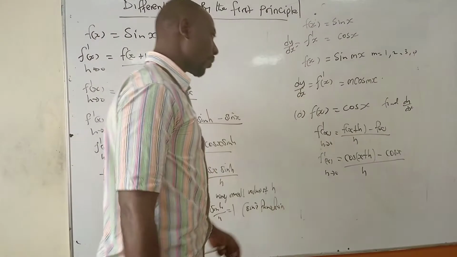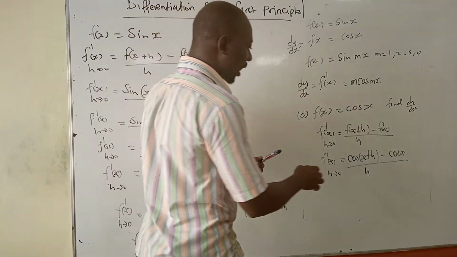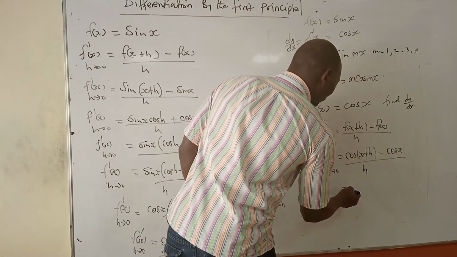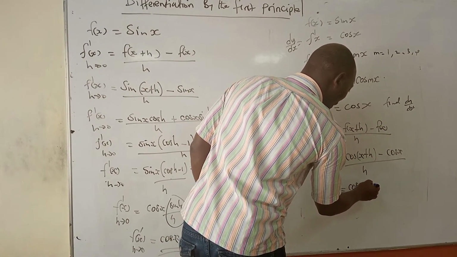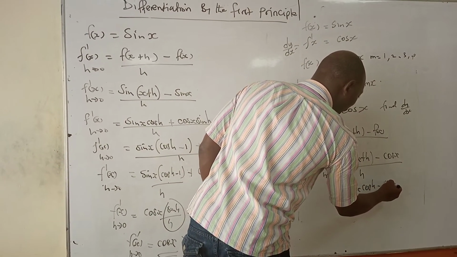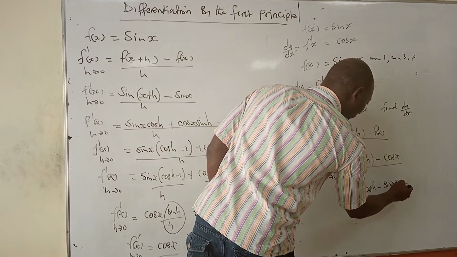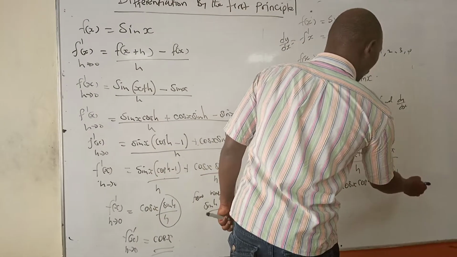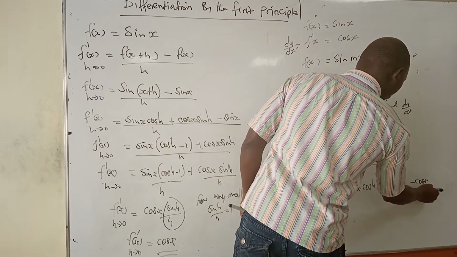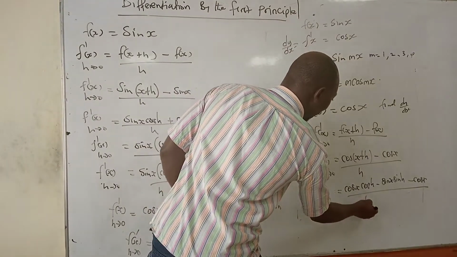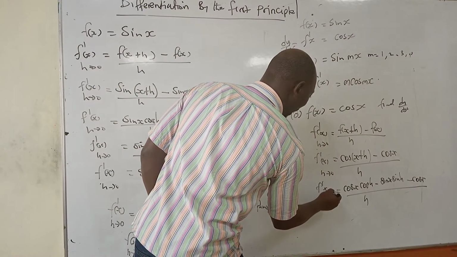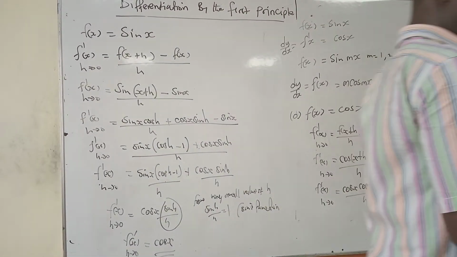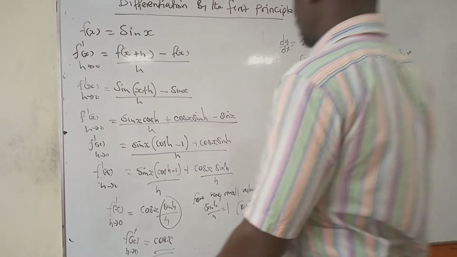So from this, we expand cosine of x plus h in terms of compound angles, and it becomes cosine of x cosine of h minus sine of x sine of h. That is the expansion from compound angles. Then minus cosine of x, everything divided by h, shall give us f prime of x when h is approaching 0. So from there, we can expand it further.